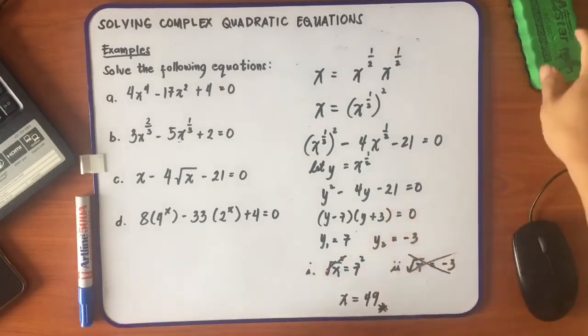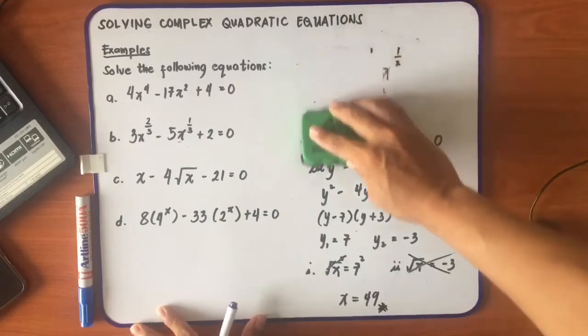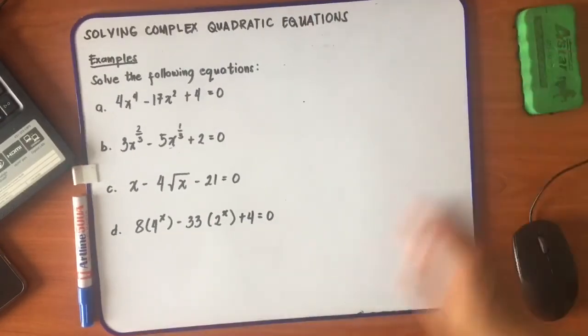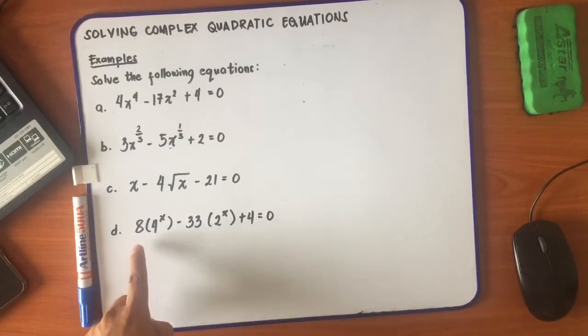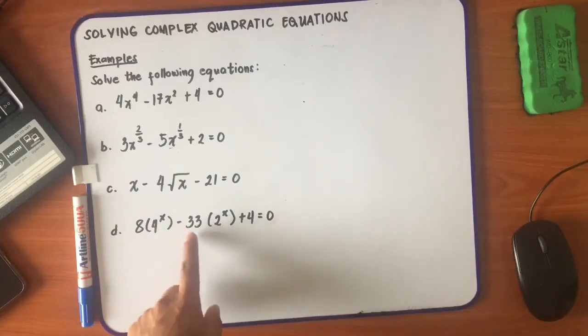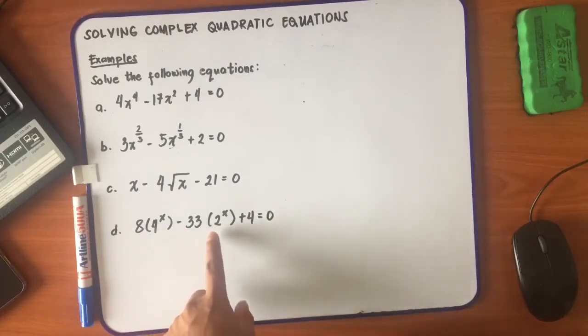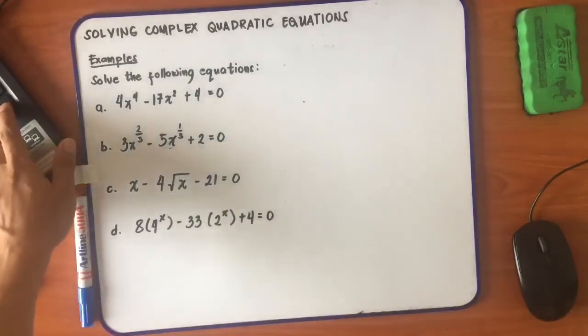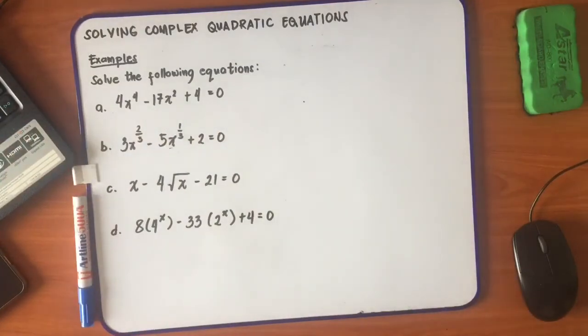Last is letter D. I have now 8 times 4 to the power of x, minus 33 multiplied by 2 to the power of x, plus 4 is equal to 0. Basically here, you need to check the structure of the equation.